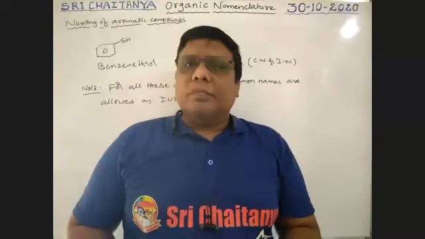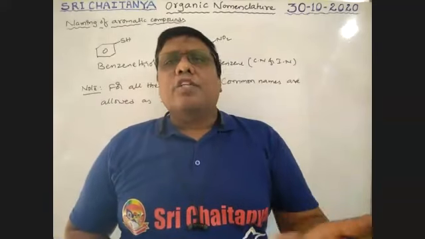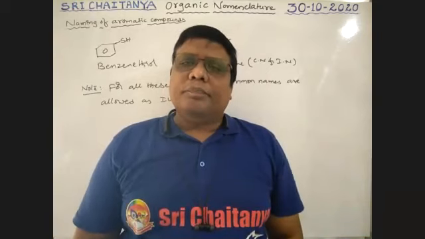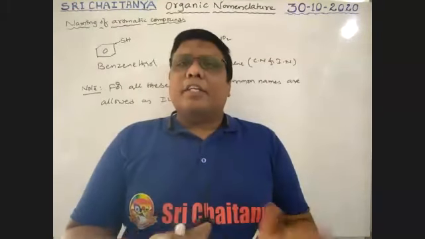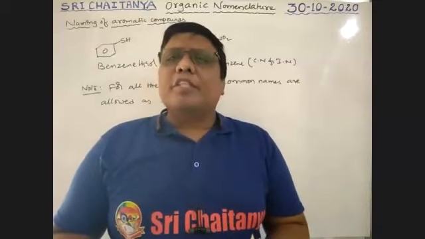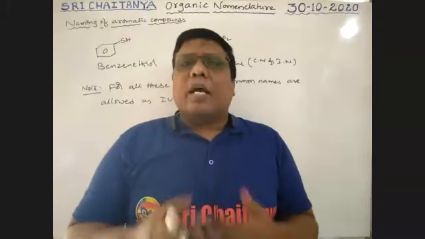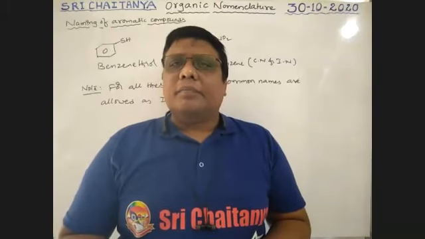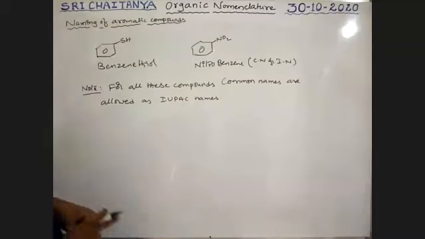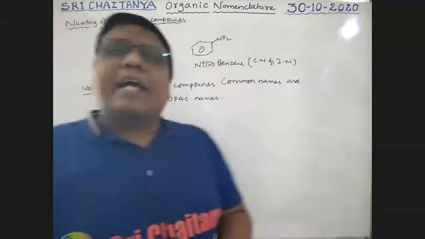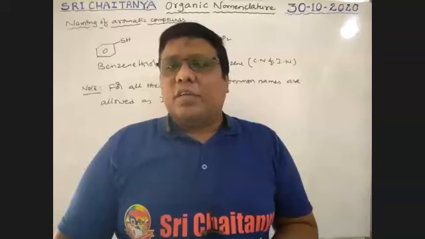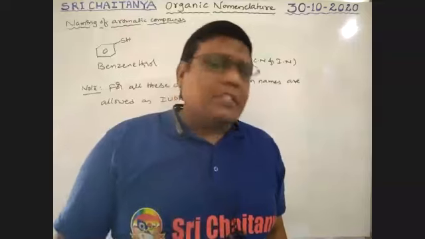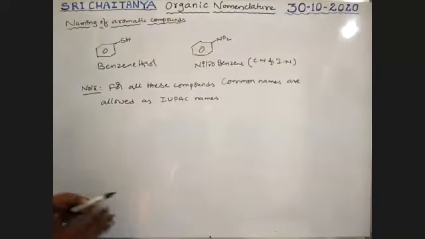And now benzene carboxylic acid and benzoic acid are both the same. Actually the IUPAC name is benzene carboxylic acid, and the common name is benzoic acid. From now onwards, I am using benzoic acid as the IUPAC name because it is accepted. Benzene with SO3H is benzene sulfonic acid, both common name and IUPAC name. Okay, let us take some more examples with substituents.